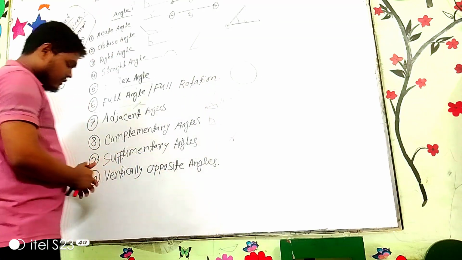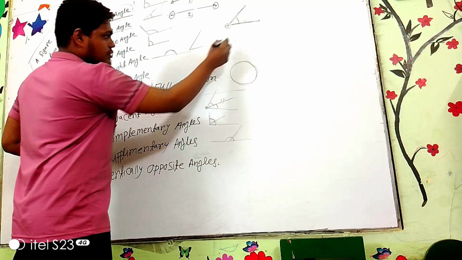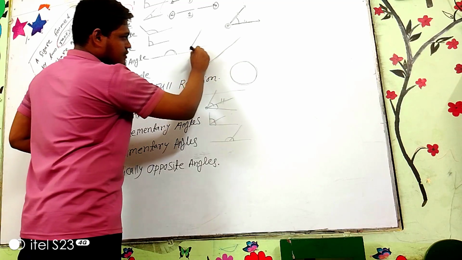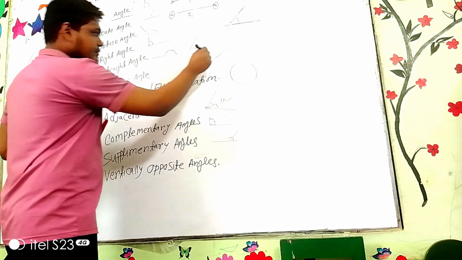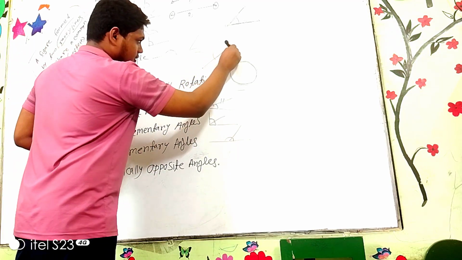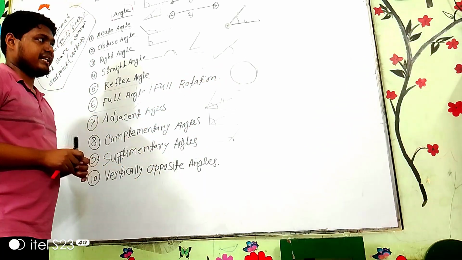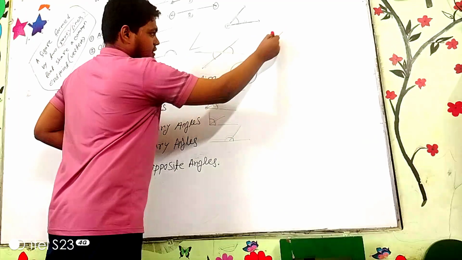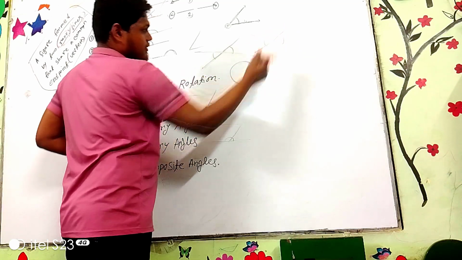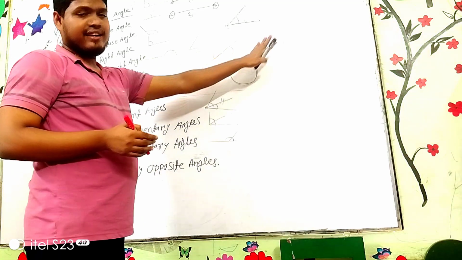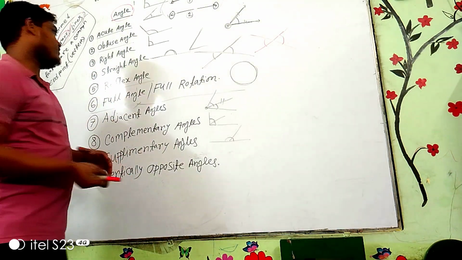Vertically opposite angles. What is vertically opposite angles? When two lines cross, two angles are opposite each other. They are called vertically opposite angles. The condition is just that the lines cross each other and the angles are opposite each other.